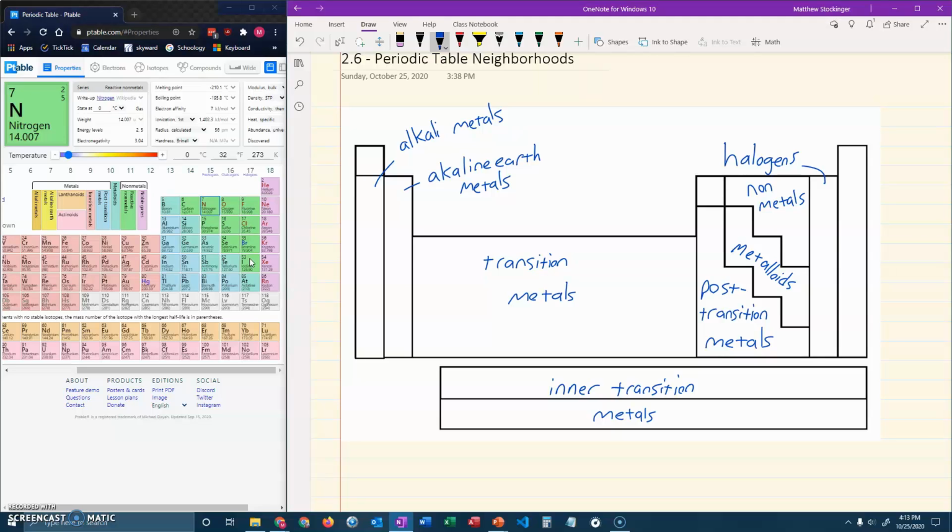Very, very reactive nonmetals. And then finally we've got the noble gases, and these are completely not reactive gases like helium, neon, and argon. And that's it.